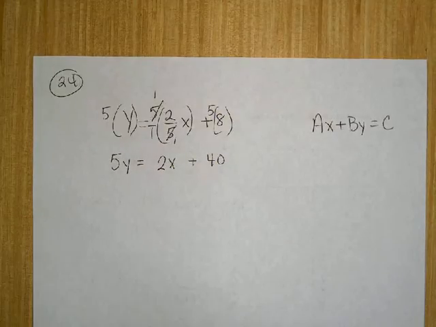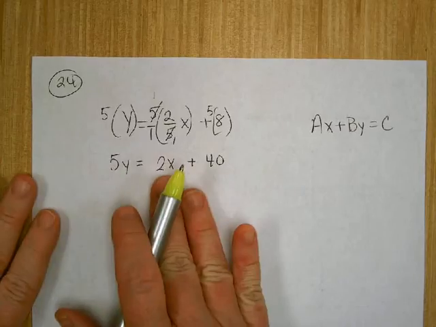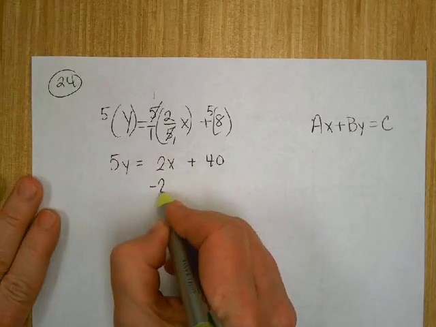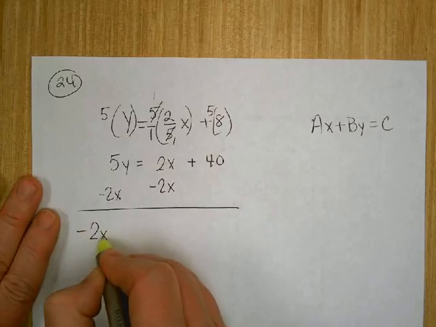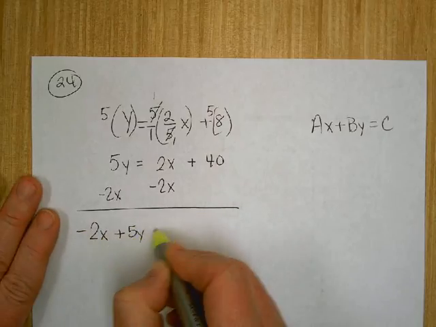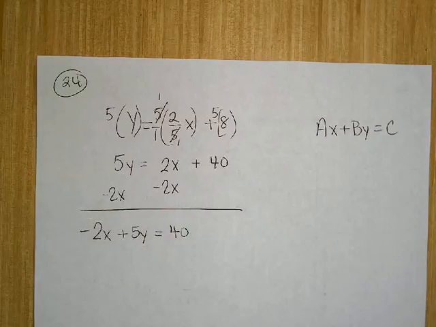Now we're not quite there, almost. We need the x part to be at the beginning. So it doesn't need to be on this side, it needs to be moved over. So I'm going to subtract 2x from each side. Negative 2x plus 5y is equal to 40. This is my answer for number 24.